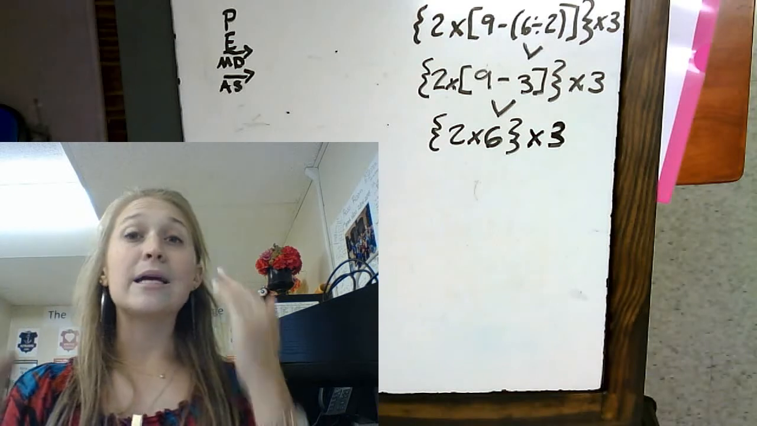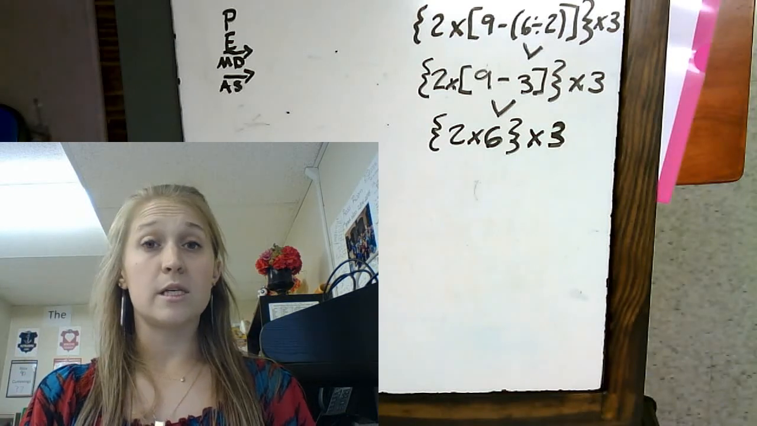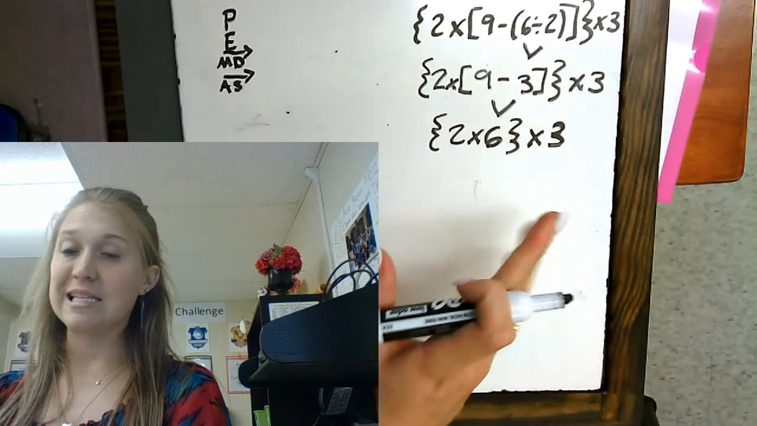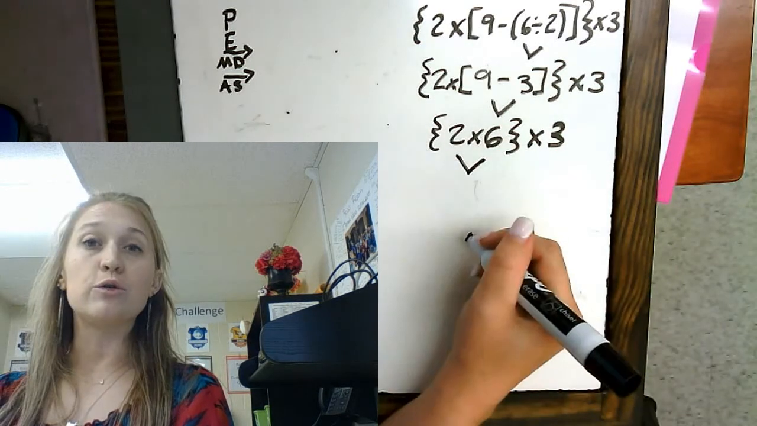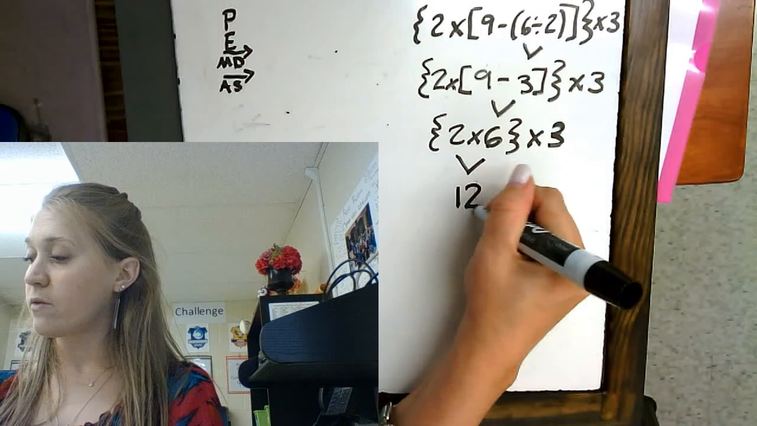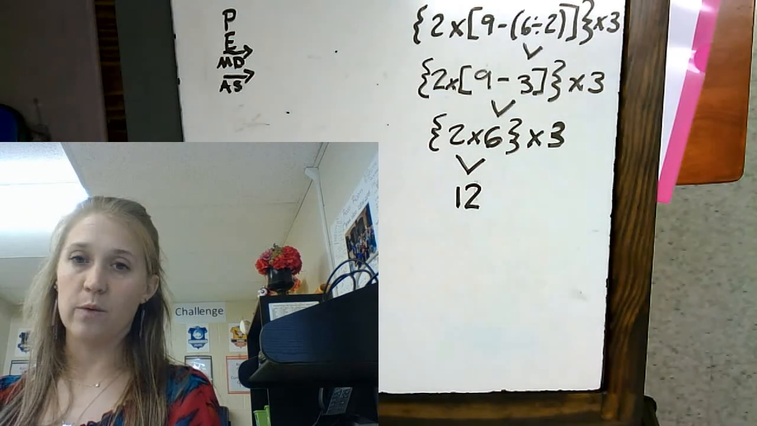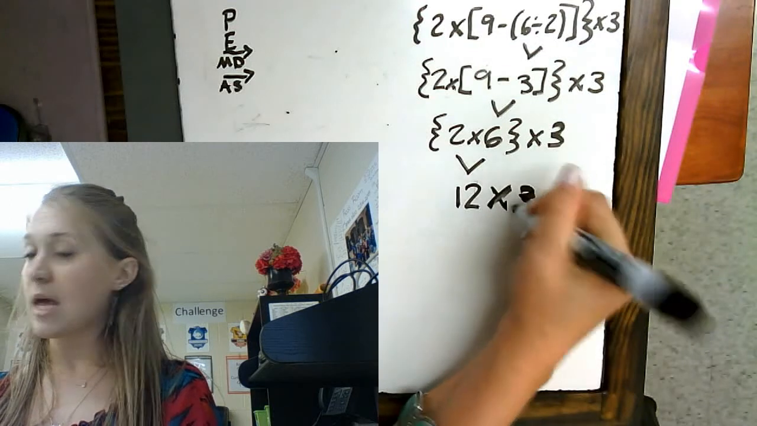All right, am I done with my grouping symbols? Nope, I still have my braces left. That's it. So I'm going to solve that out. 2 times 6 is 12. Bring everything else down. Did I solve out my braces? Yes, done with that. Bring down my times and my 3.